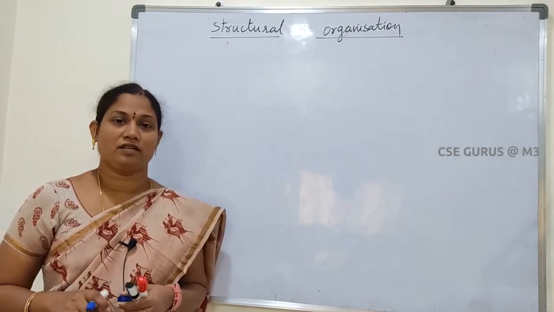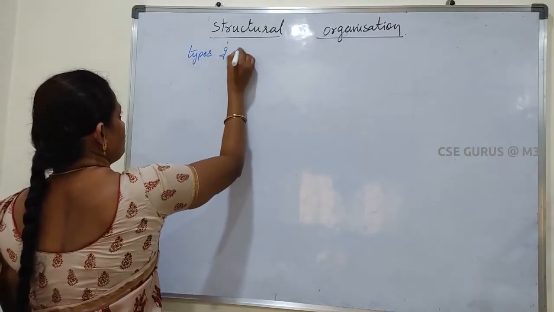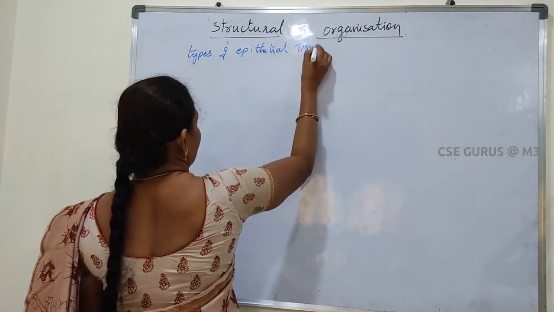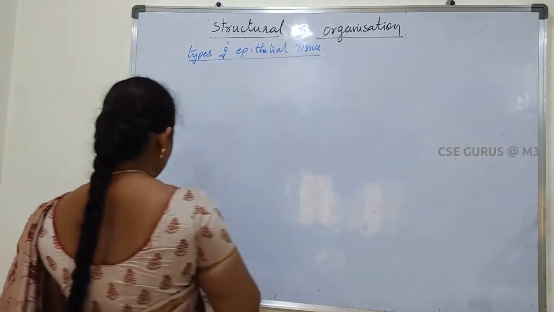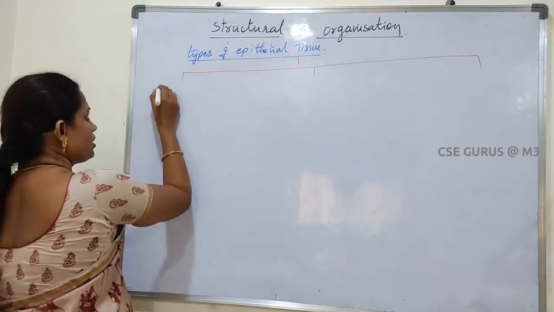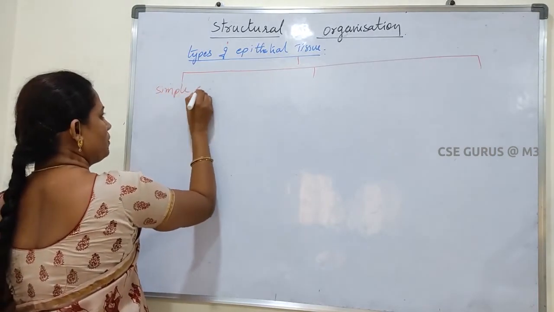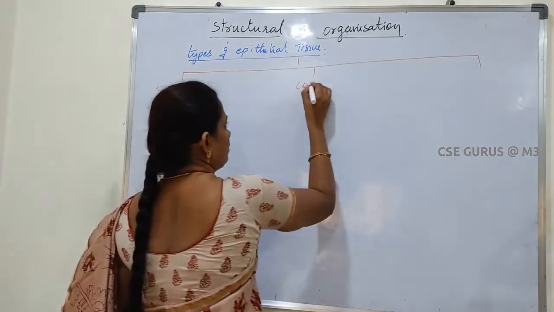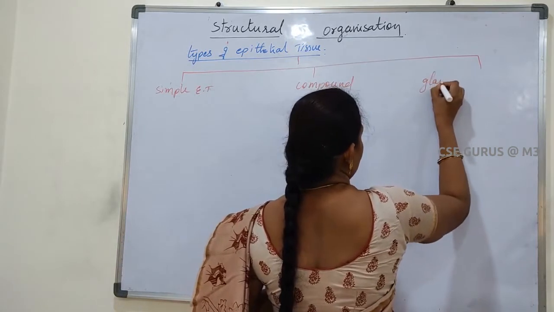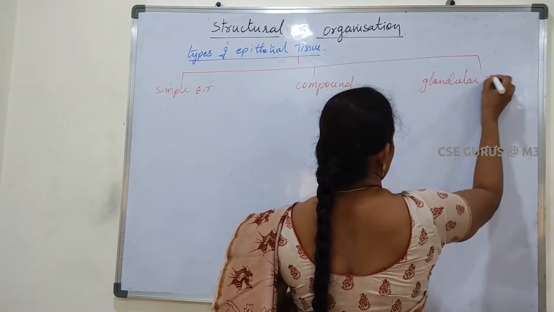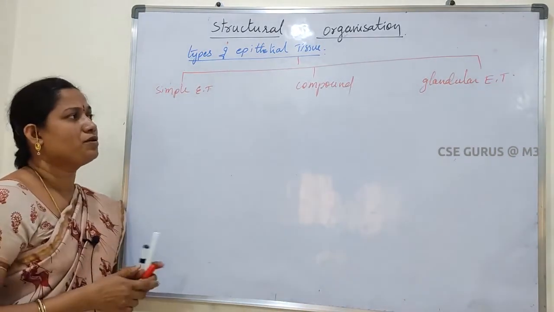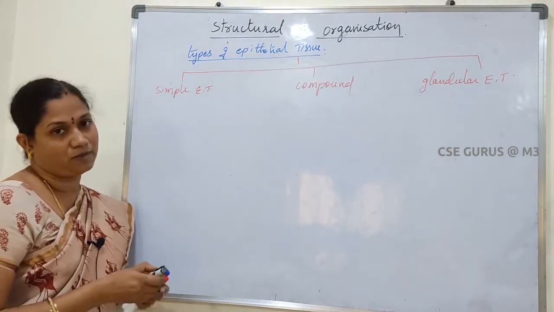Next, the next topic is types of epithelial tissue. Epithelial tissue mainly divides into three types. First one, simple epithelial tissue. Second one, compound epithelial tissue. Third one, glandular epithelial tissue. Okay, simple epithelial tissue, compound epithelial tissue, glandular epithelial tissue.